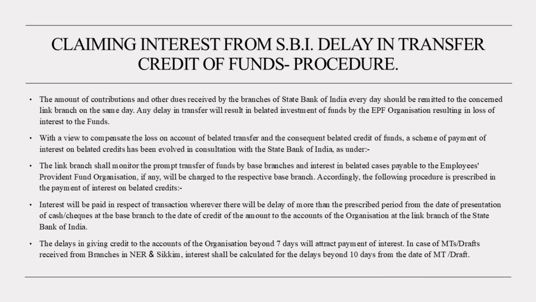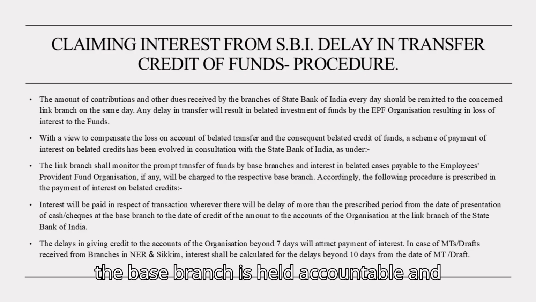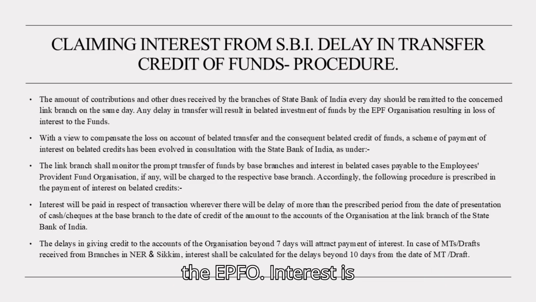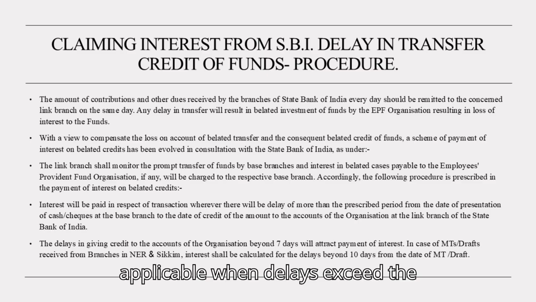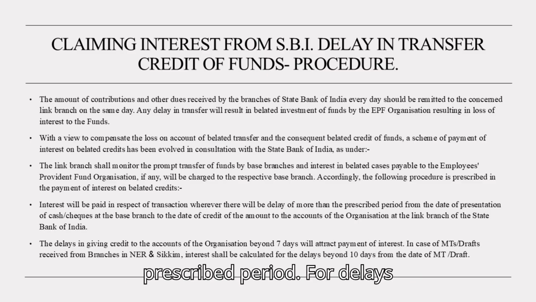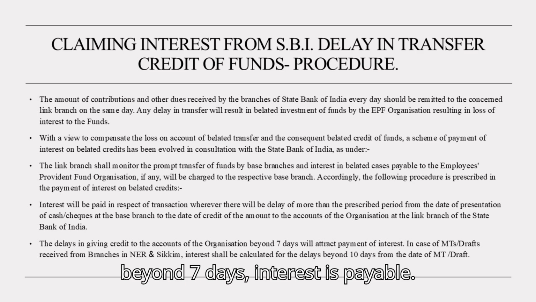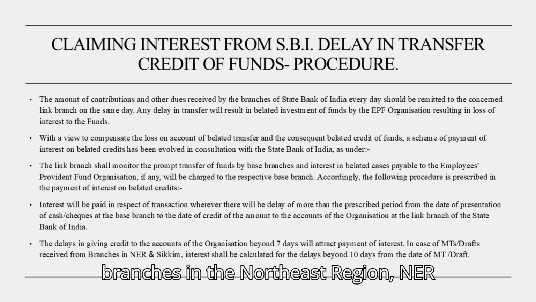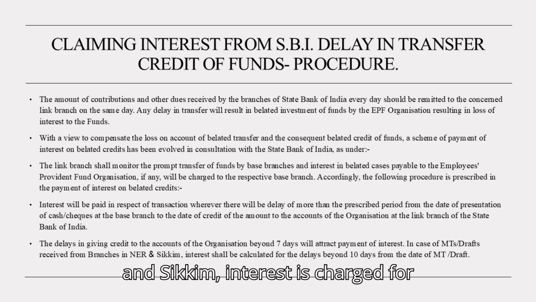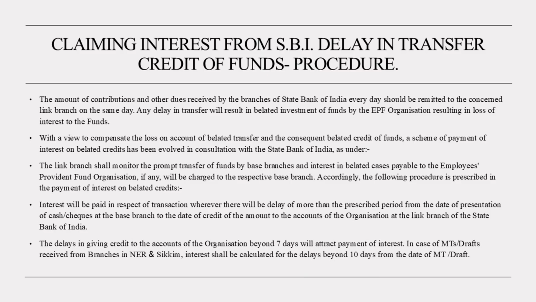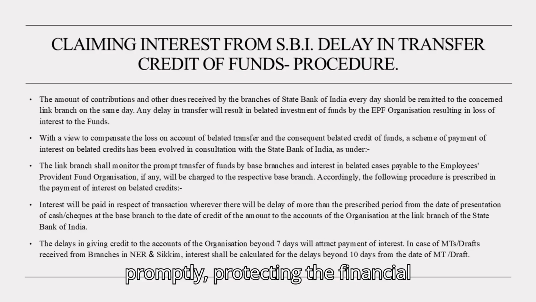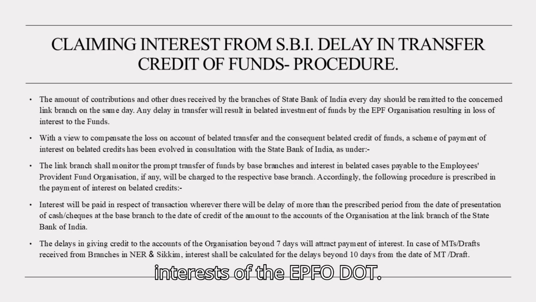If delays occur, the base branch is held accountable, and interest on belated credits is paid to the EPFO. Interest is applicable when delays exceed the prescribed period. For delays beyond 7 days, interest is payable. In the case of empties drafts from branches in the Northeast region, NER, and Sikkim, interest is charged for delays exceeding 10 days. This ensures the funds are credited promptly, protecting the financial interests of the EPFO.